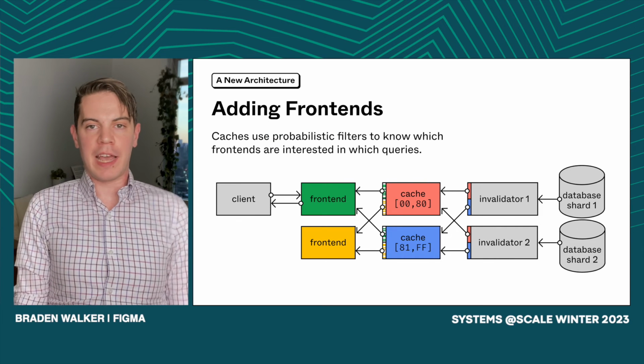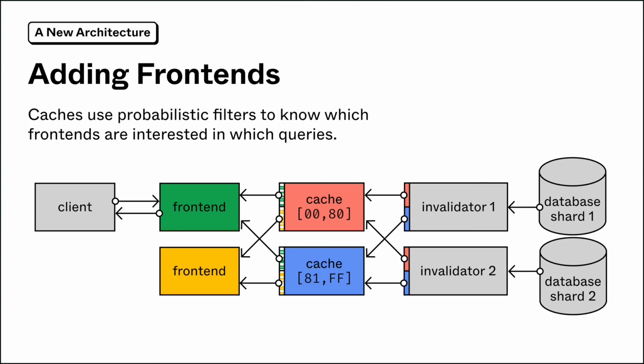And the next step is adding front ends. As we're scaling up, we're adding front ends to serve more user traffic. And in order to deal with this, we need a way of routing invalidations from caches to the front ends that are actually interested in them. And the thing that we use to do this are probabilistic filters.